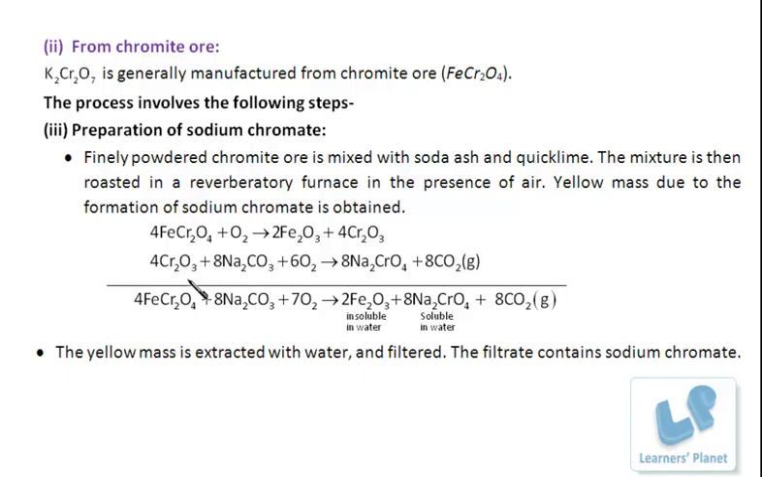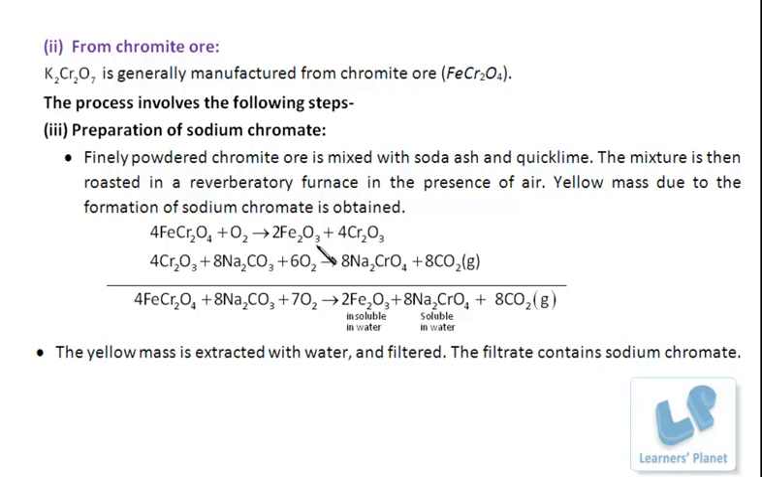This Cr2O3 is treated with soda ash, that is, sodium carbonate, and heated in a reverberatory furnace in the presence of air, forming sodium chromate. In the complete reaction, you will find ferric oxide, which is insoluble in water, and sodium chromate, which is soluble in water. Now this solution can be filtered in order to separate the ferric oxide. And the filtrate contains what? The sodium chromate.